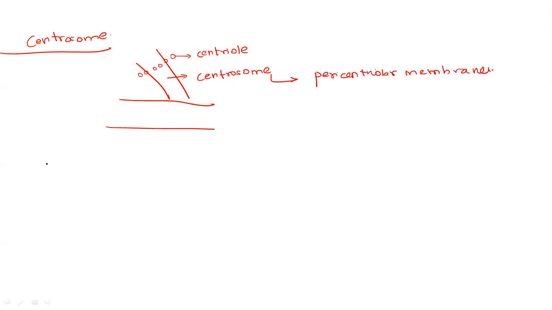Okay, so if it's asked as a 2-marker or 5-marker to talk about this organelle, what can you say? It is an organelle containing 2 non-membrane bound cylindrical structures called centrioles, and they are surrounded by pericentriolar materials, and they always lie perpendicular to each other.